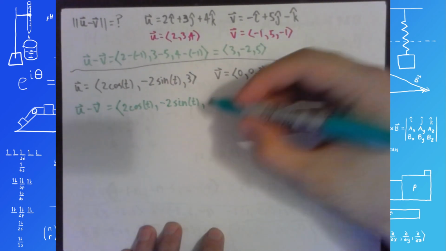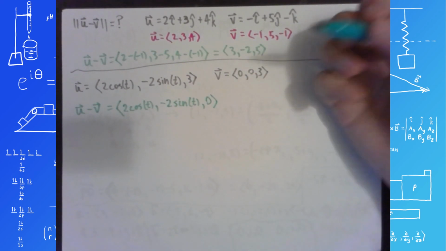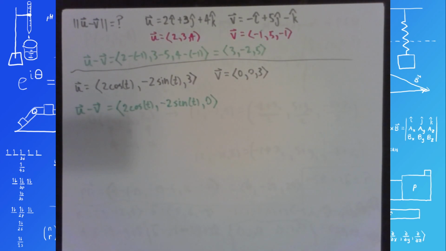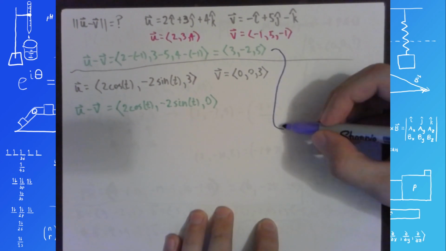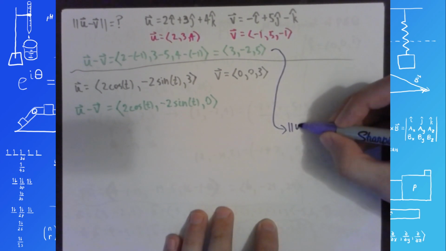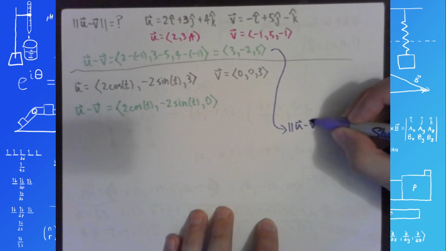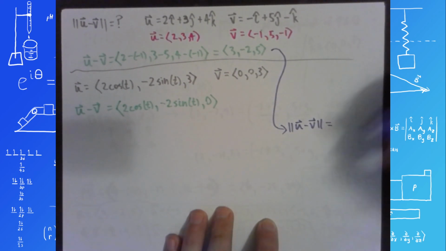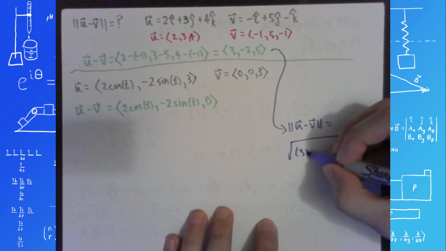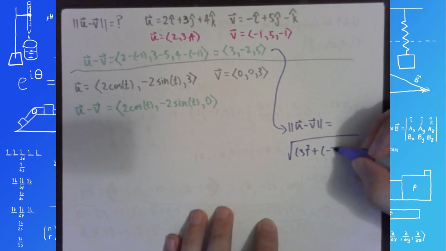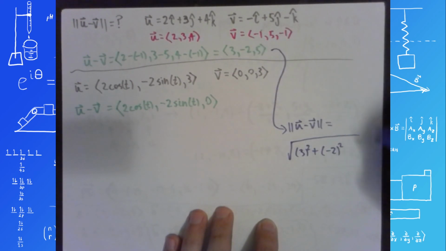And 3 minus 3 is 0. All right. Magnitude of u minus v. Just apply the Pythagorean theorem in 3 dimensions, as I mentioned a couple minutes ago. For this one, magnitude of u minus v will simply be the square root of 3 squared plus negative 2 squared plus 5 squared.